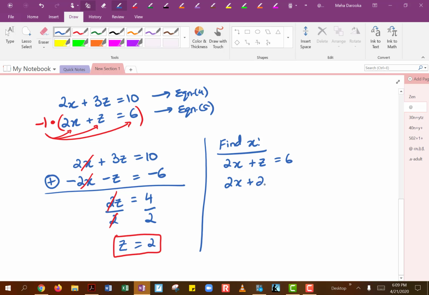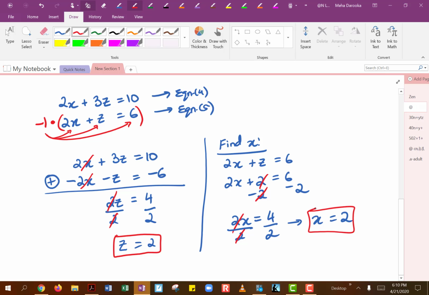Z is 2, so we can go ahead and substitute that. Go ahead and subtract that 2, move it to the other side, and we'll end up getting 2x equals 6 minus 2, which is 4. Divide both sides by 2 to get x by itself, and you will end up getting x equals 2.